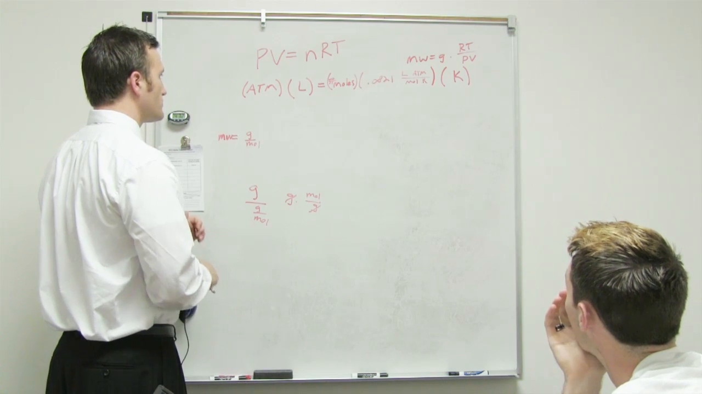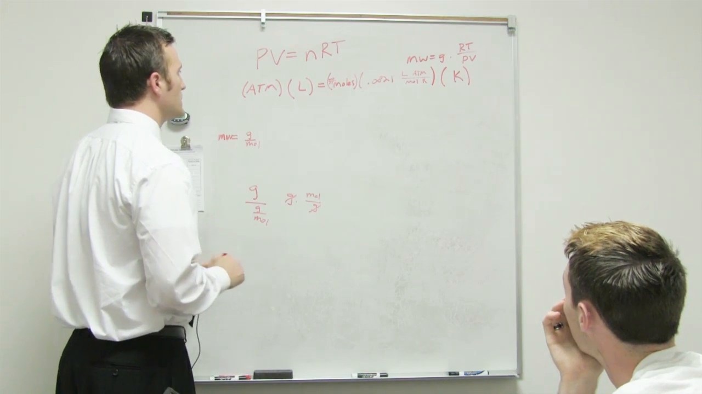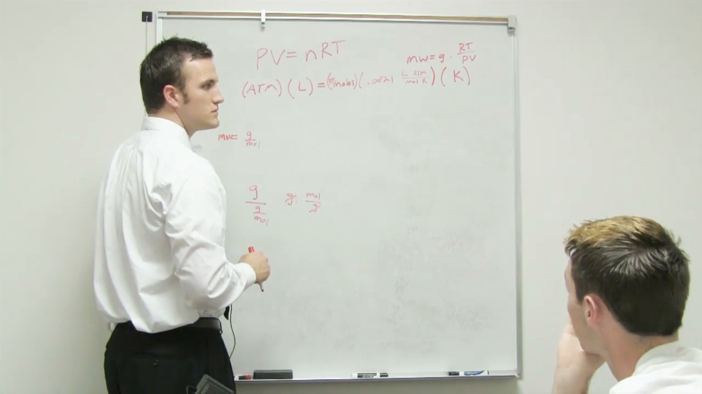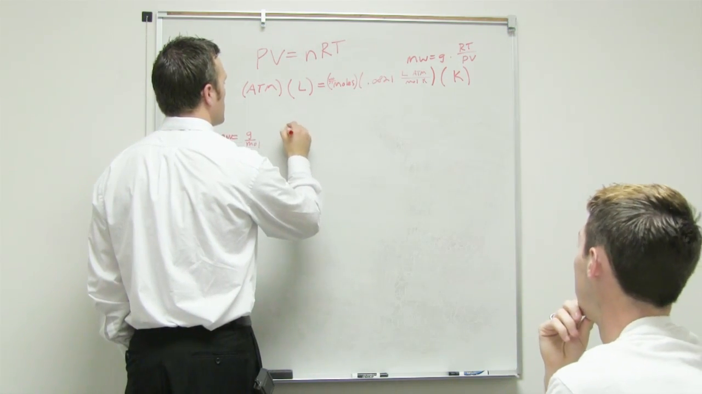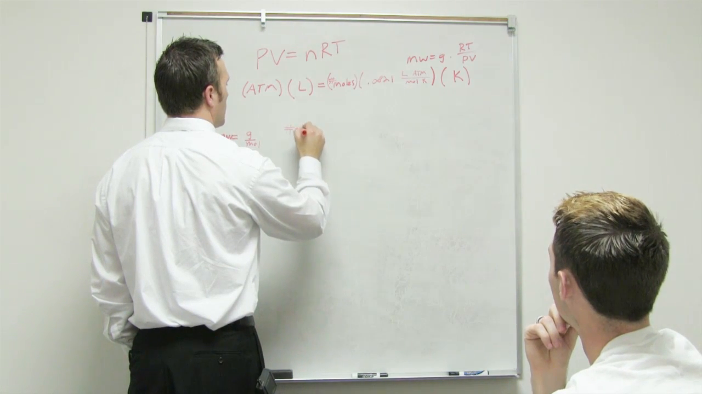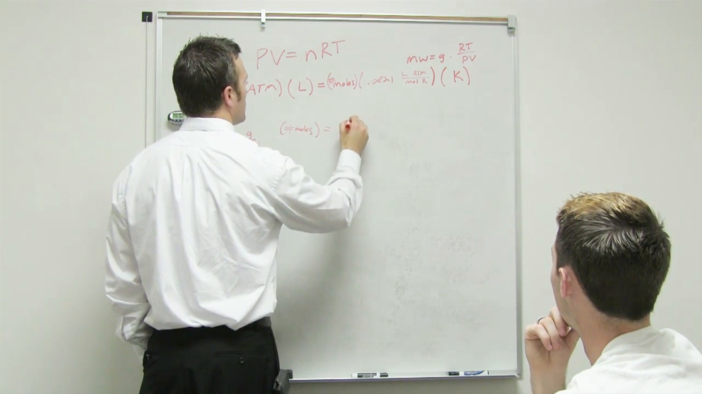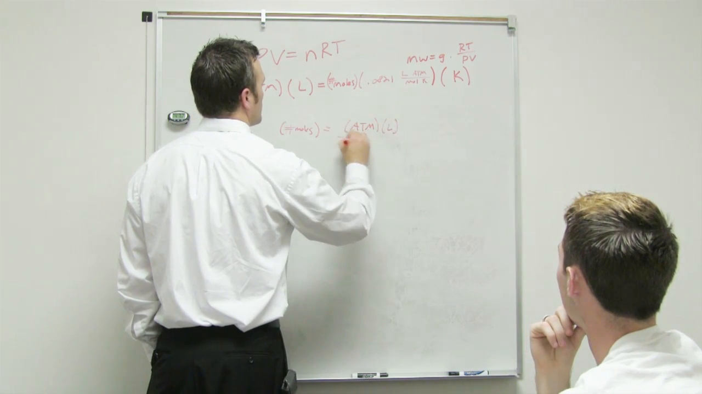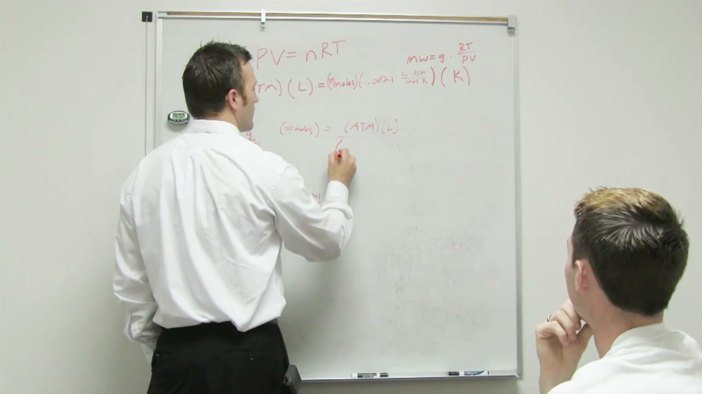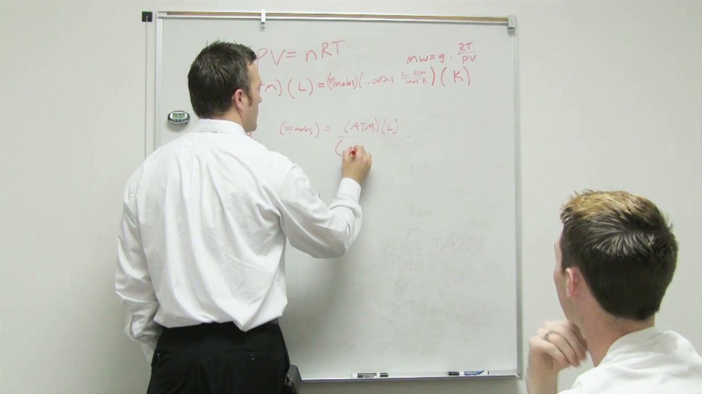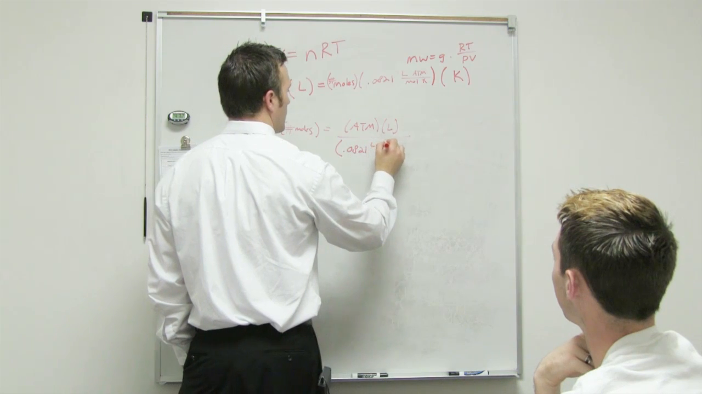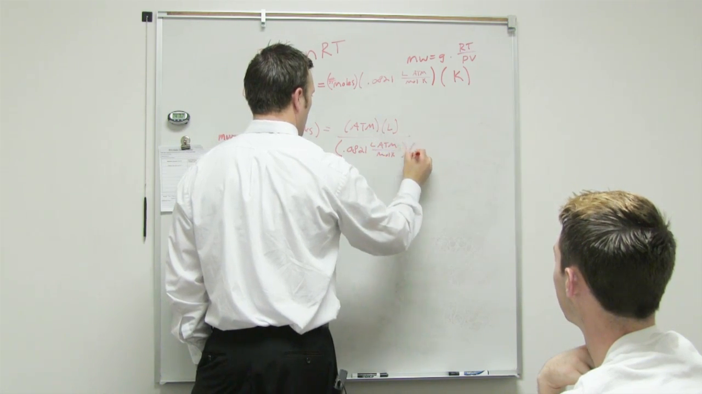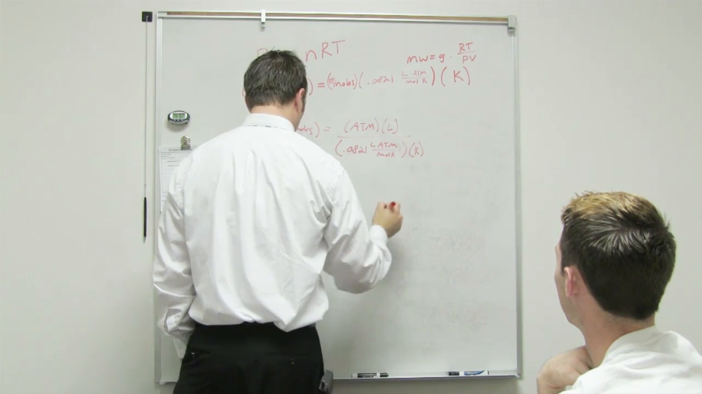So let's just get moles by itself. Okay. So we would have number of moles equals grams divided by what? 0.0821 liters ATM over moles Kelvin. Good.